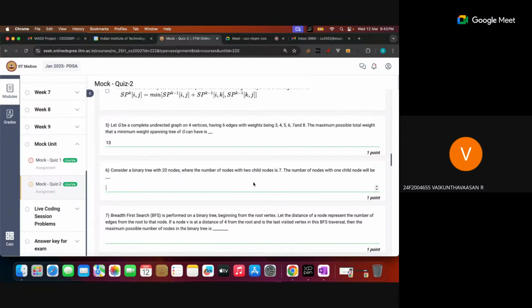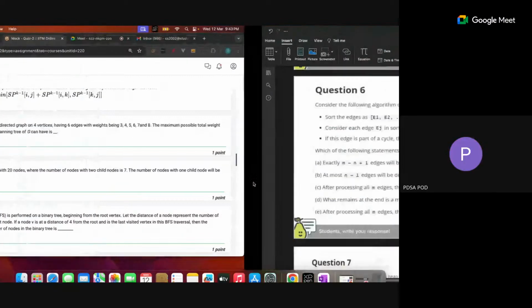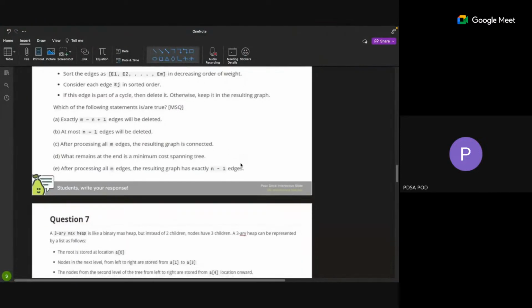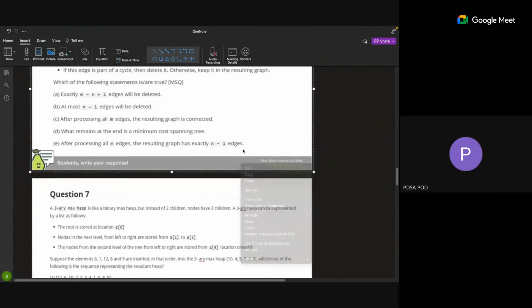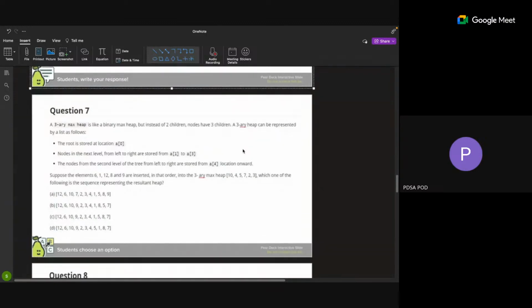How much have we covered, sir, in week 5 and week 6? Week 5 everything is covered. Now we are entering week 6. Week 6 is trees and heaps. Is it clear? Yes, sir. Now we are going. This question is question number 7, which is about heaps.